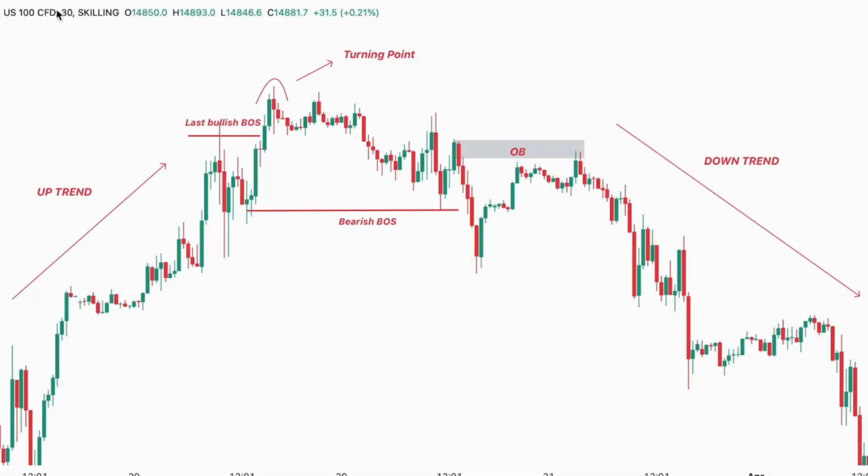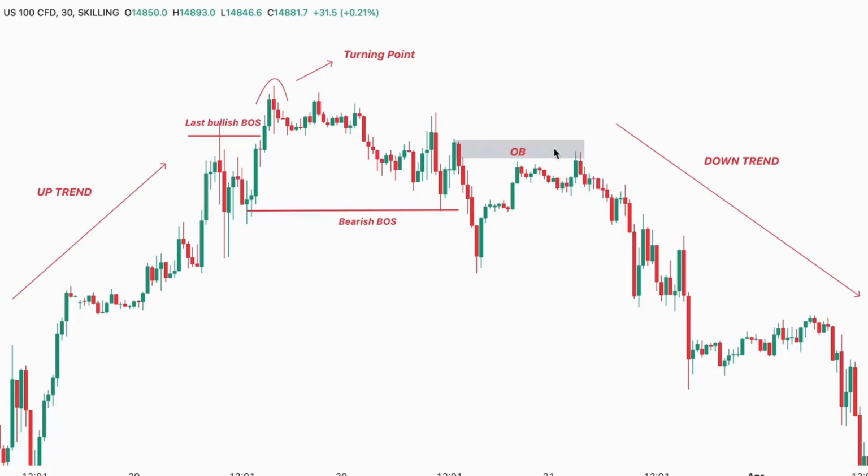Now we are using a 30-minute Nasdaq chart. The market was in a bullish trend. Price was creating higher highs and higher lows until reaching the last swing high. We can notice that after this level, price began to drop down, making lower lows each time. Once we had the clear first bearish break of structure with momentum, we can confirm the change of character.